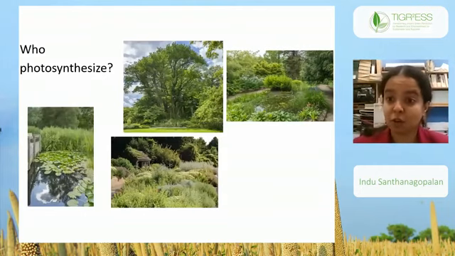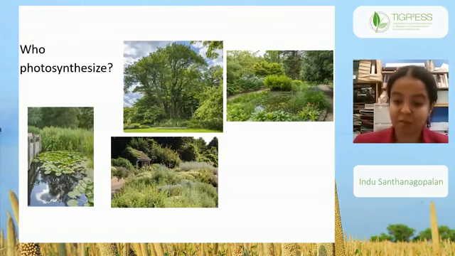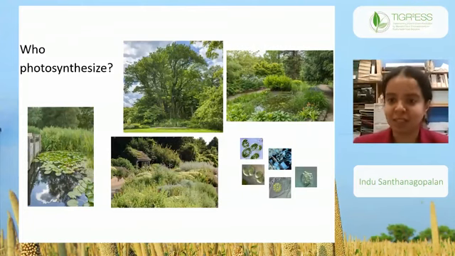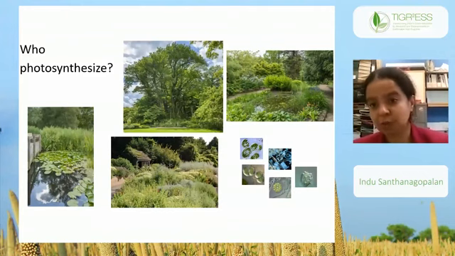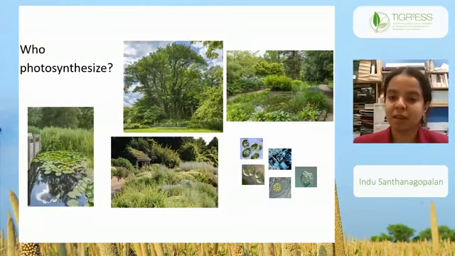Now the question is, who photosynthesizes? Well, pretty much anything and everything that appears green around us photosynthesizes. Trees, shrubs, herbs, what you have, all of them photosynthesize. But in addition to all these plants and trees that we see, there are also microbes which live in water bodies that photosynthesize. And their contribution to fixation of carbon dioxide is pretty substantial.